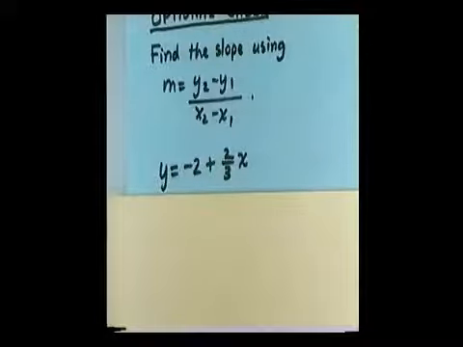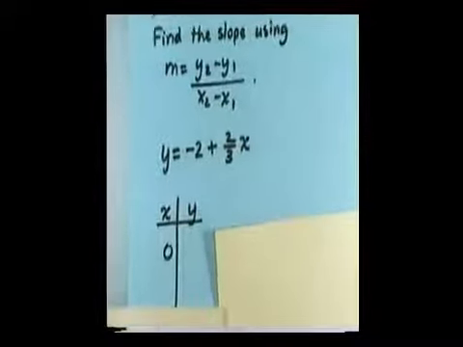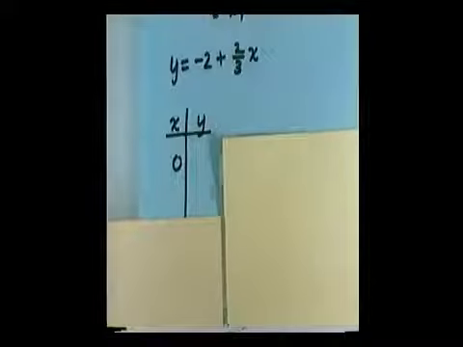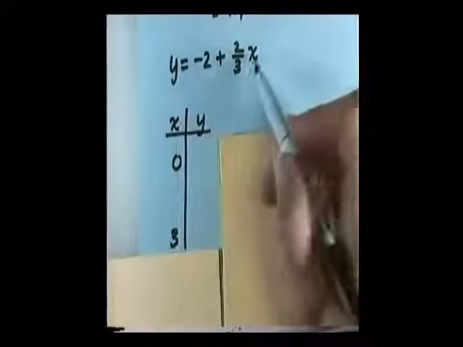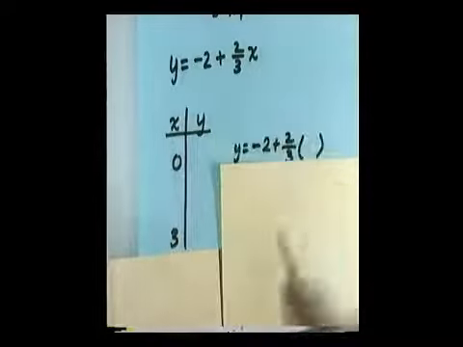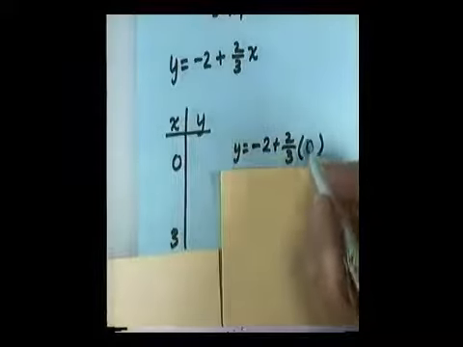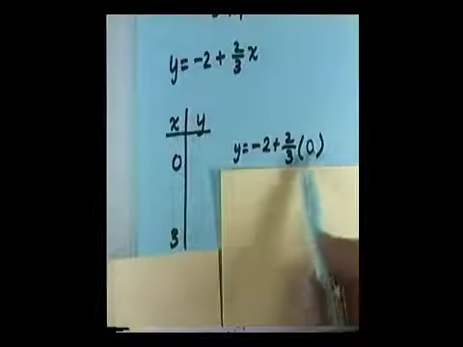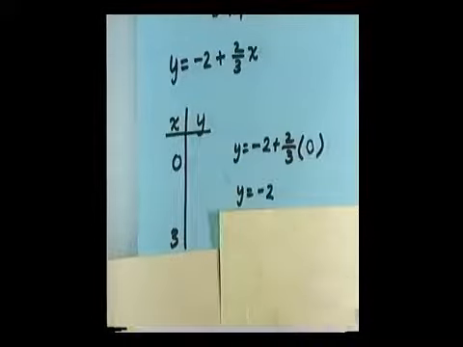So we need 2 points to use the slope formula. So let's choose 2 convenient values for x. I'm choosing 0 and then 3, since they're convenient values to use beside this fraction. Filling in 0, we have y is equal to negative 2 plus 2/3 times 0. 2/3 times 0, of course, is 0, so that gives us y equals negative 2.